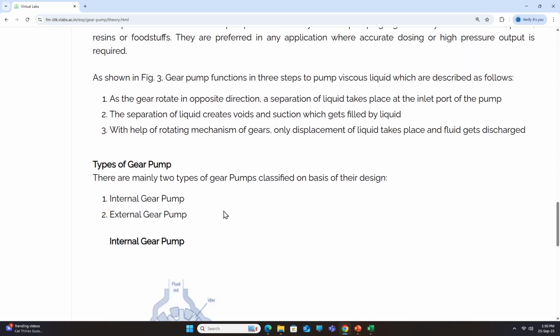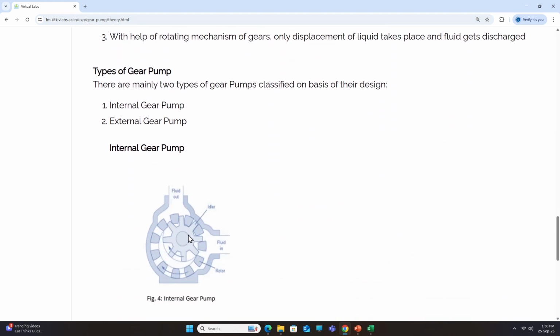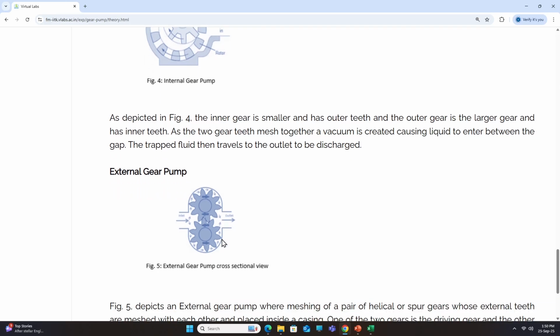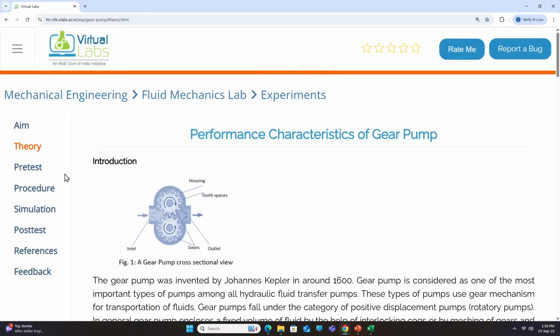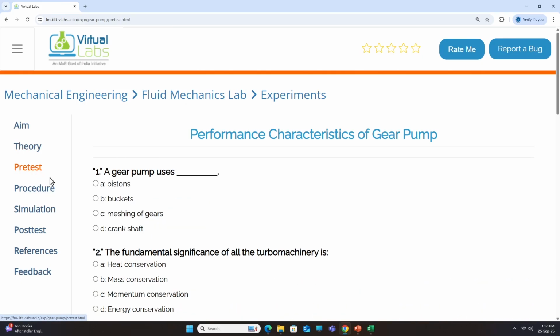We have talked about the internal gear pump. This is the internal gear pump, where we have an idler gear inside and a rotor. It is a kind of internal gear pump. The external gear pump is a very generic pump that we have shown in the above figures as well. So, to talk about the gear pump, let us try to see a few pre-test questions so that we see whether we are ready for taking the simulation experiments.